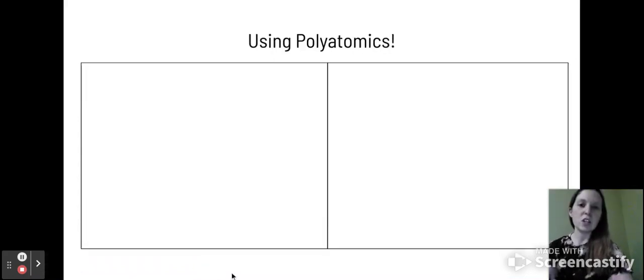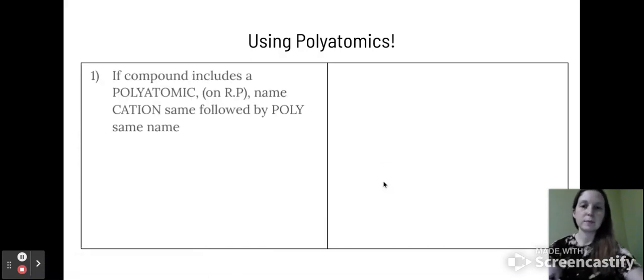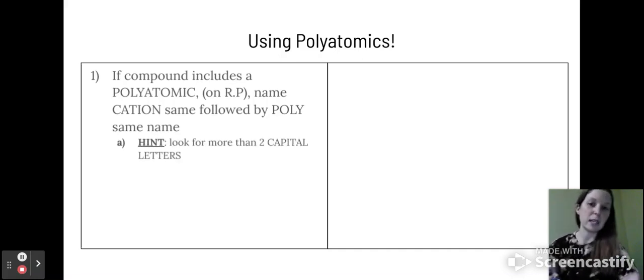All right, and let's finish up by using polyatomics. If a compound contains a polyatomic, these are on your reference packet. Name the cation just as usual, followed by the polyatomic, and we do not change the name of the polyatomic. It is specific to that formula, so we keep it the same. So that makes these pretty easy.